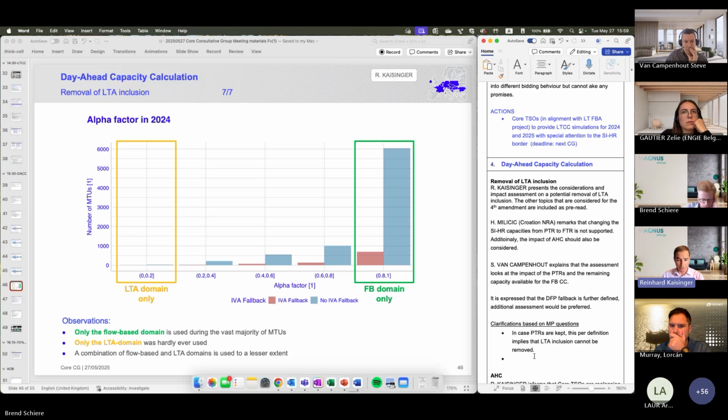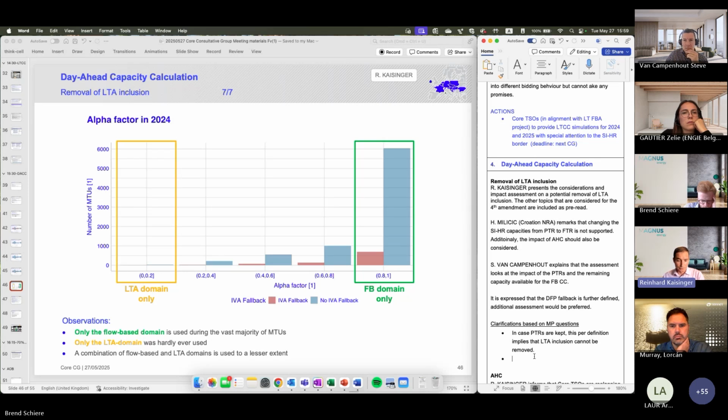And we distinguished again here the data set with no IVA fallback, so the close to 8,000 MTUs, and the IVA fallback. Now, overall, we see that the flow-based domain is to a larger extent used for allocation. The LTA domain to a lot less, and only the LTA domain in very, very few cases.